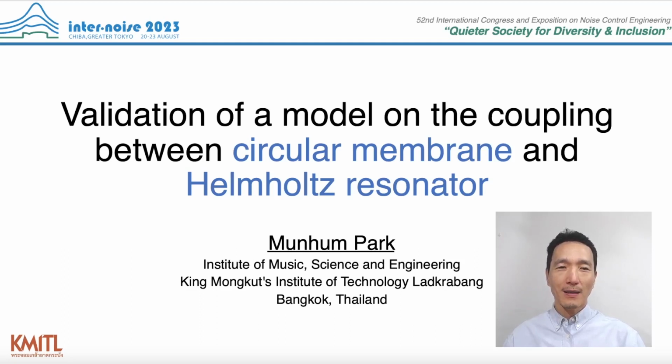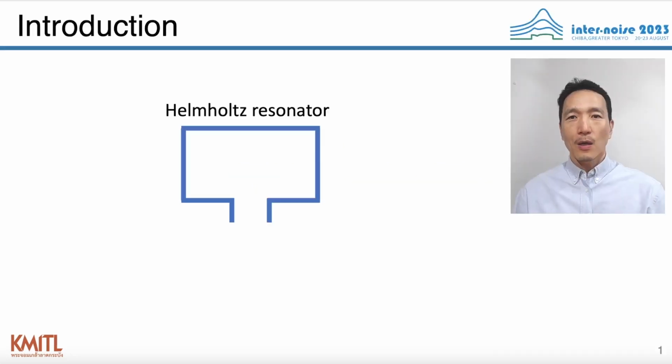Today I'd like to talk about a simple model that can explain the coupling between a circular membrane and a Helmholtz resonator. We all know what the Helmholtz resonator is. Basically, it is a cavity of some volume with a port through which the air inside and outside of the enclosure can interact. It is a very simple structure that is used in many applications in acoustics.